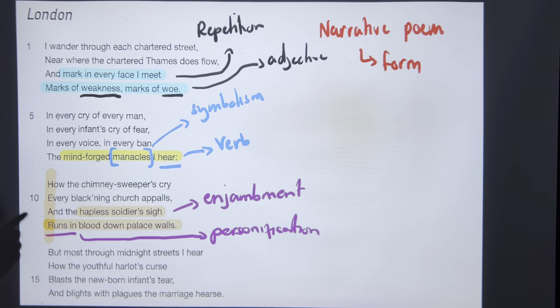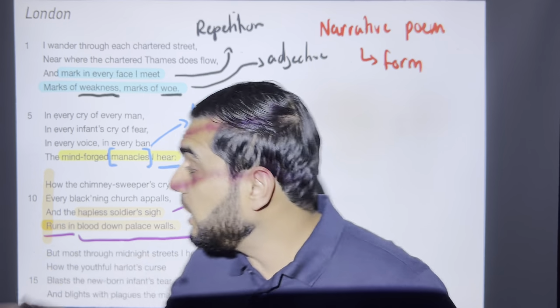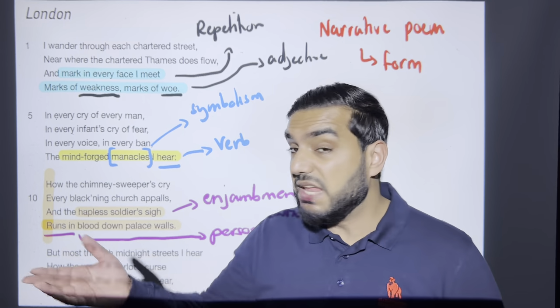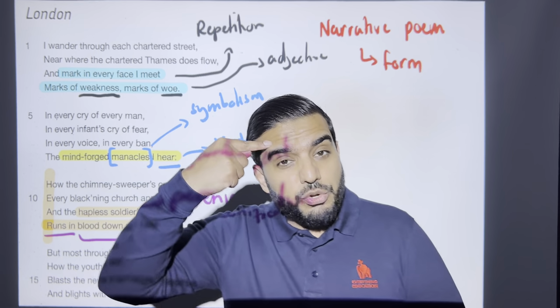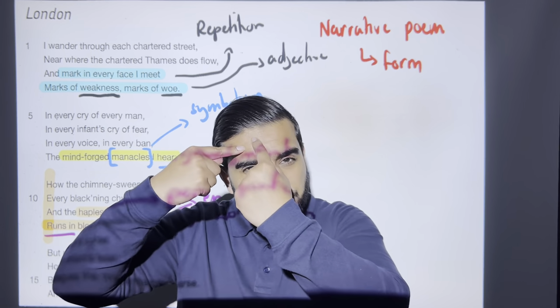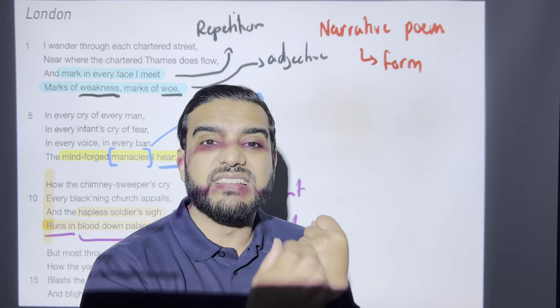Now, next, mind-forged manacles. This is a very, very important quote. You could even talk about the word mind if you want to. Even the word forged, there's so much in that quote. Mind-forged means your mind has created. What has your mind created? Your mind has created manacles. What are manacles? They are chains.